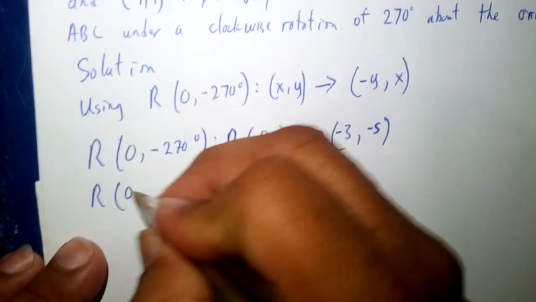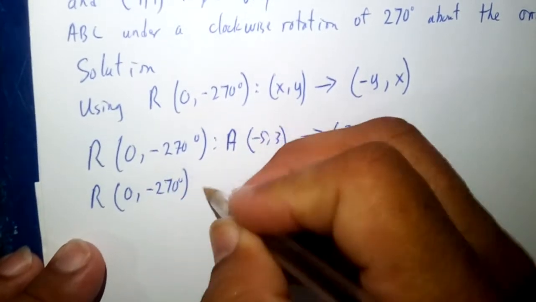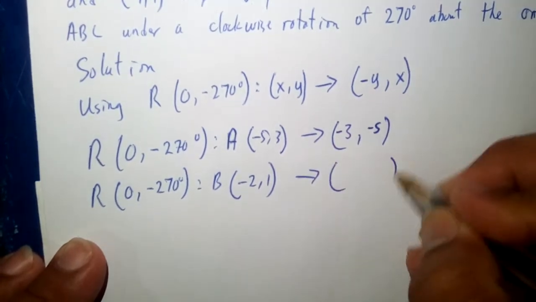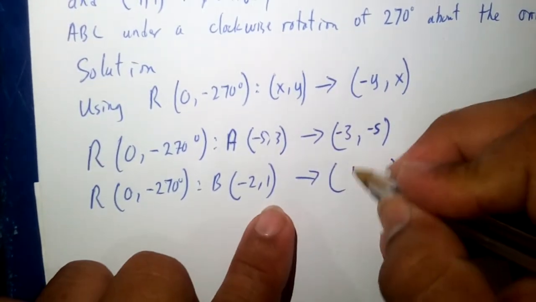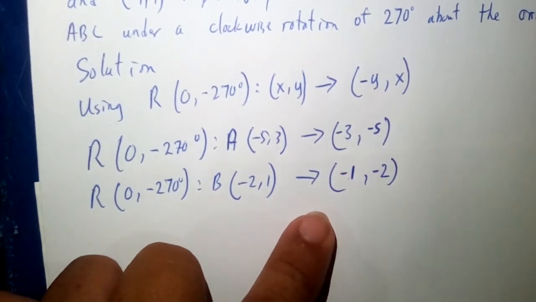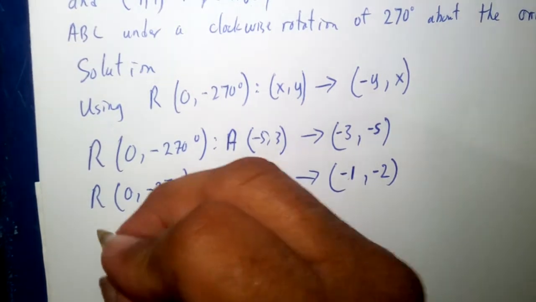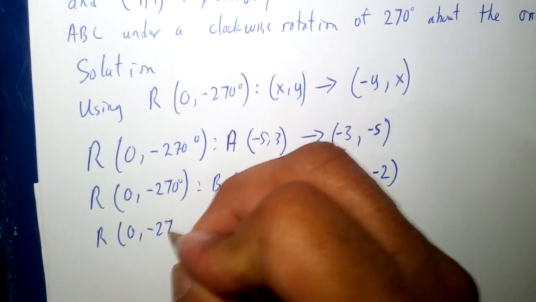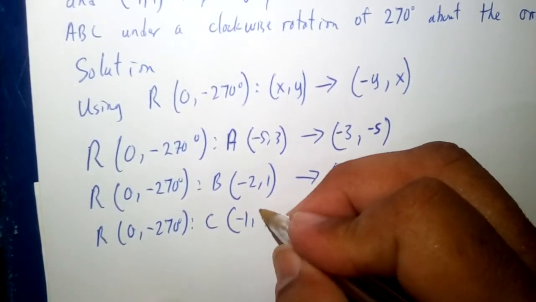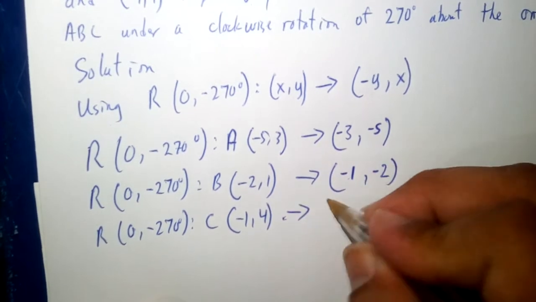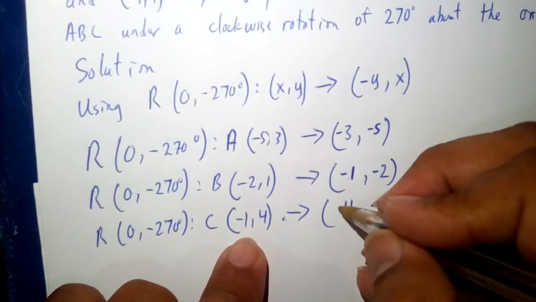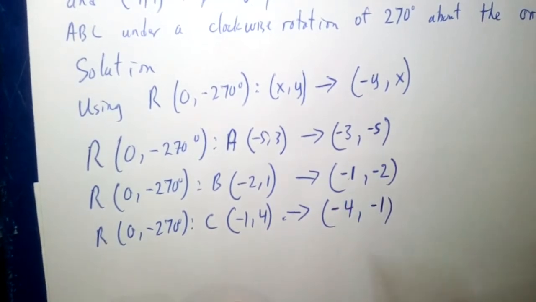The second point, 0, negative 270 degrees, such that the point B, which is negative 2 and 1, you then get to swap them. This becomes then 1 and negative 2, but then this becomes the negative of it, or its negated value, okay. And then the next point is 0, negative 270 degrees, such that point C is negative 1 and 4, by first of all swapping them for negative 1 and negating the 4, which is negative 4. That is our solution.